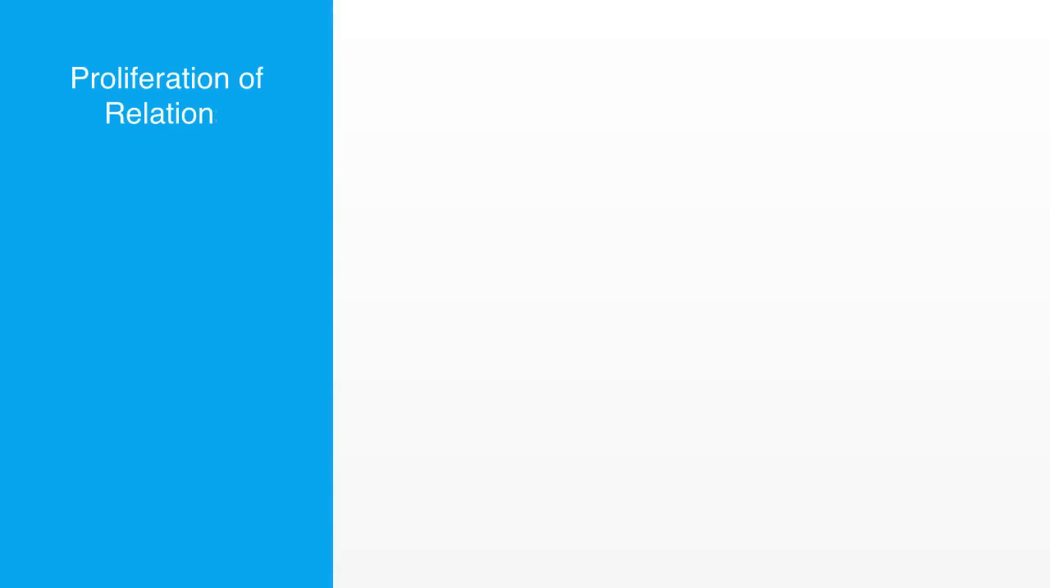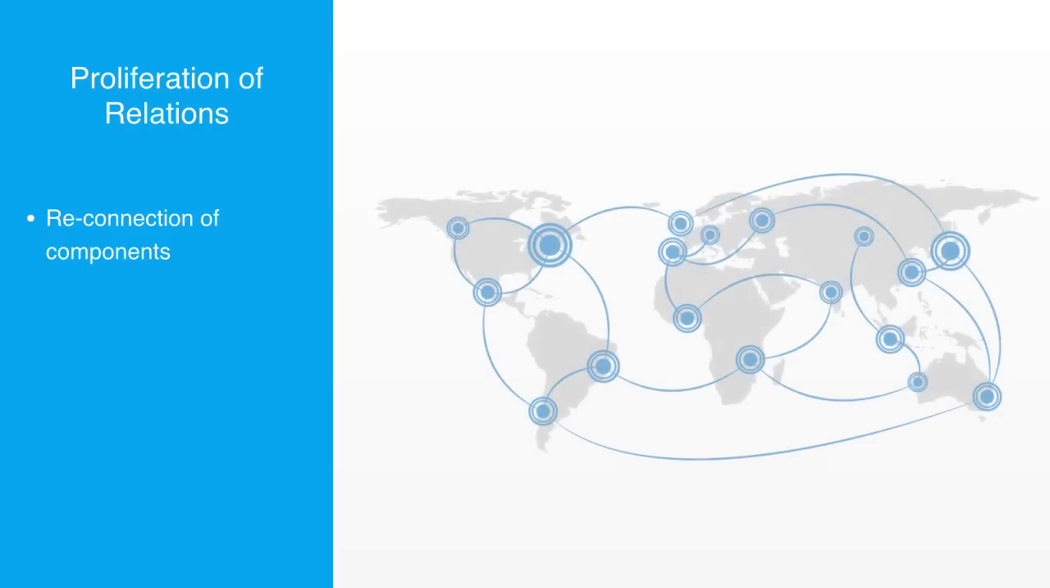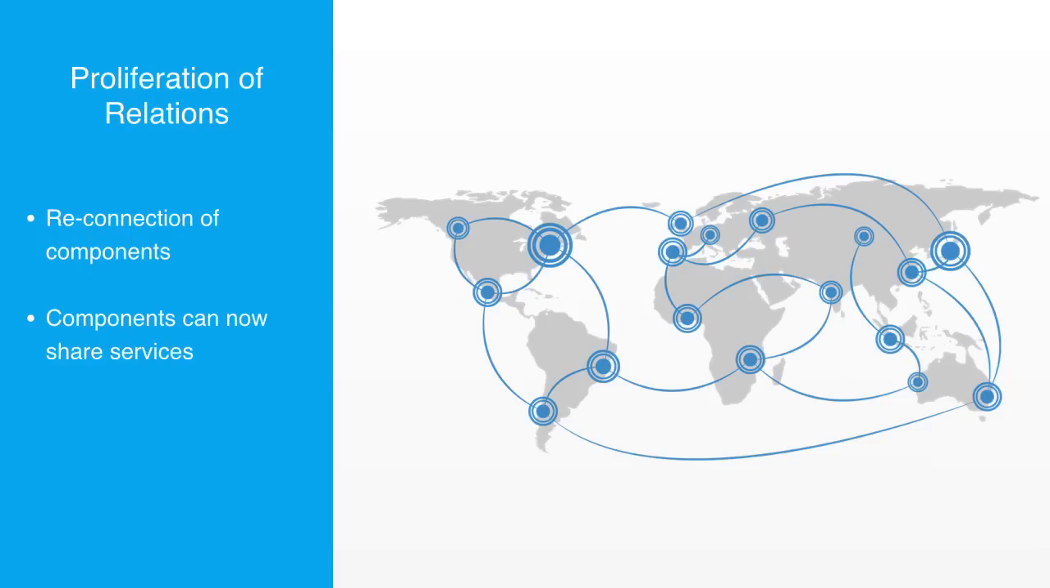The point to take away from this is that this process of differentiation also involves the proliferation of relations with which the now specialized components can avail of each other's services. For example, as the global economy has grown, with different areas focusing on their specialized domains, we have also seen the proliferation of trade relations. And this process of specialization and then exchange is a key source of synergistic relations.